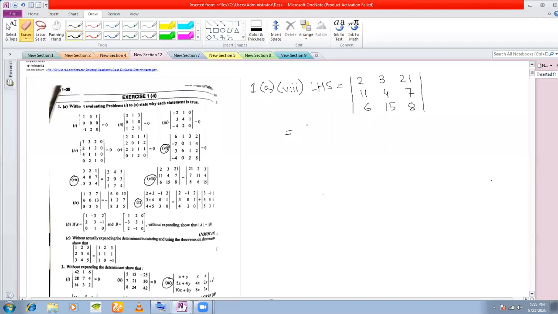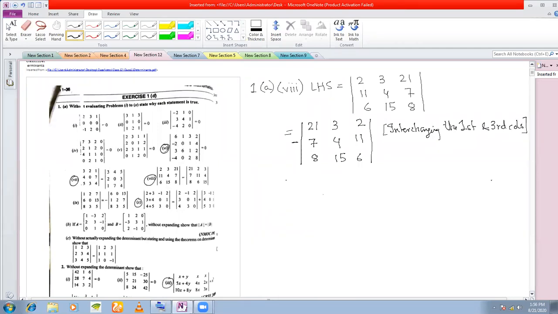So what I do is I interchange the first and the third column. That is, in place of the first column, I write the third column, 21, 7, 8, and the second column remains as it is, 3, 4, 15, and this 2, 11, 6 becomes the third. Now, since I'm interchanging the first and the third, this becomes negative. So you'll write in brackets, interchanging the first and third columns, right?